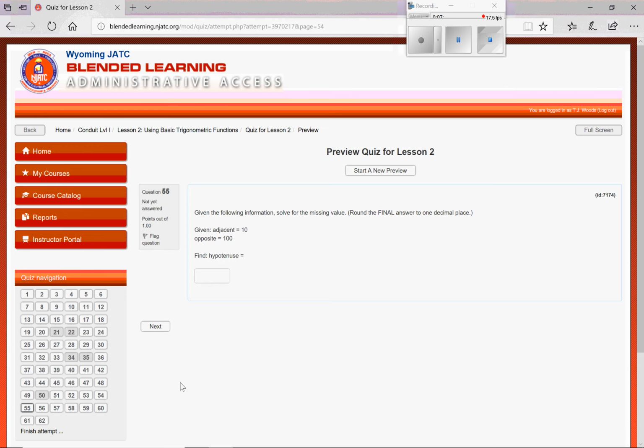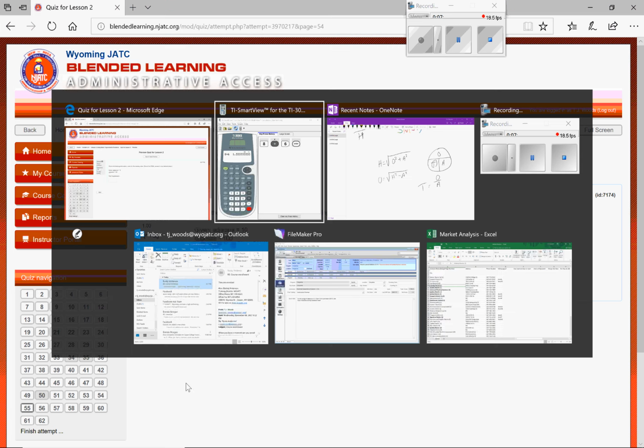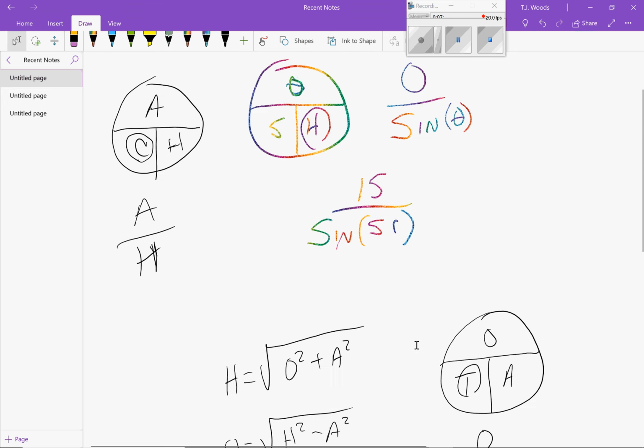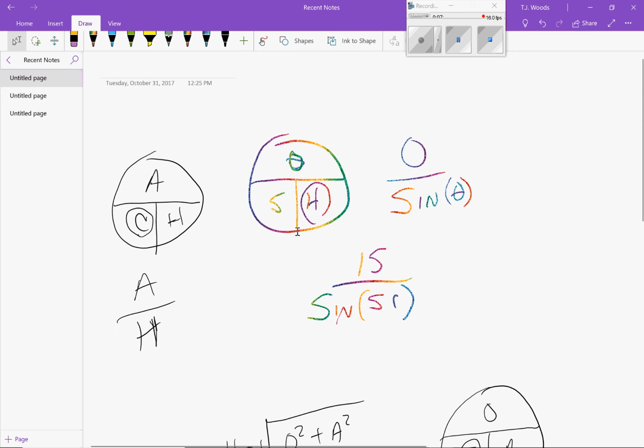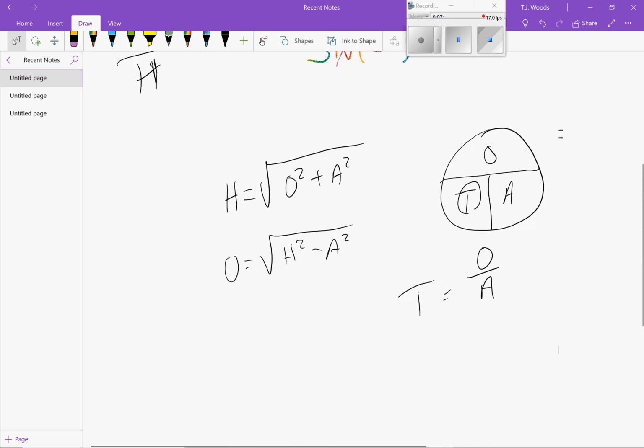Hopefully that gives you an idea how to use your trigonometric functions, and now you can see those 3 circles that I just showed you once again. For sine, you'll be using this one. For cosine, it's this one. And for tangent, it's this one over here. If you have any more questions, get a hold of me.